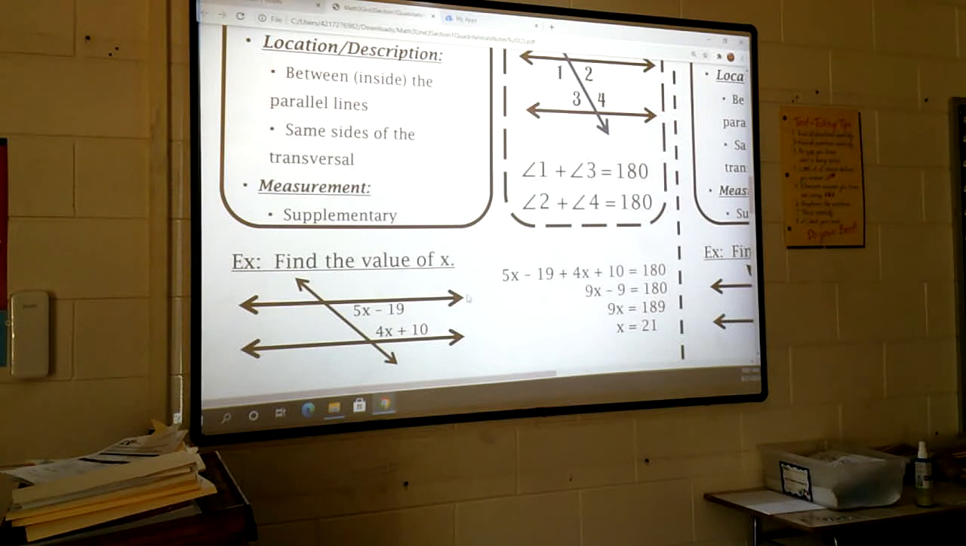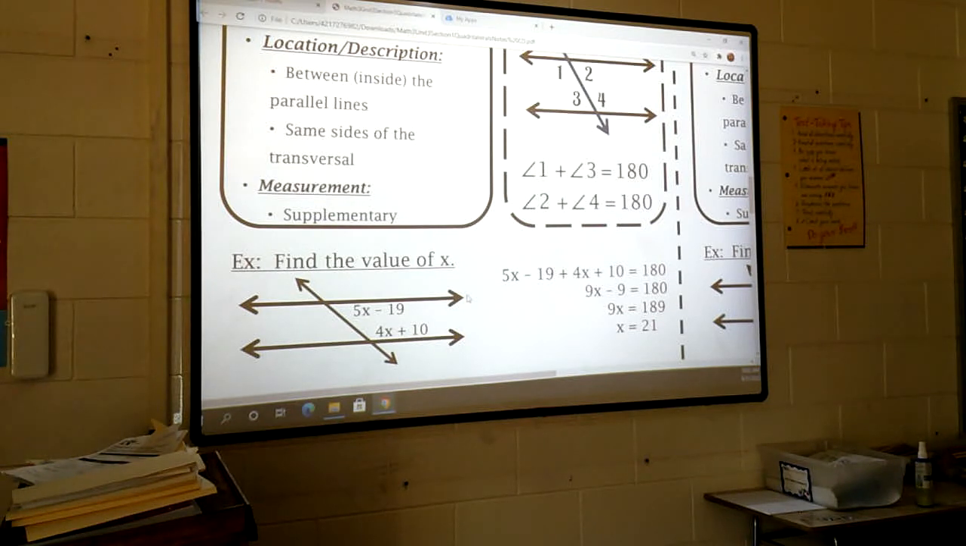If you have two angles and you want to find their measure, you have to add them together and say it equals 180. So two consecutive angles, 5x minus 19 and 4x plus 10, you would add them together to equal 180. And then we would be able to solve for x. So again, in all of these, we're just doing equations at the end of the day. But we're just trying to add them together to know that they equal 180.